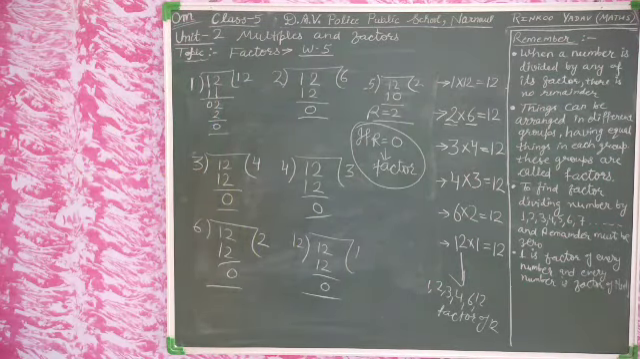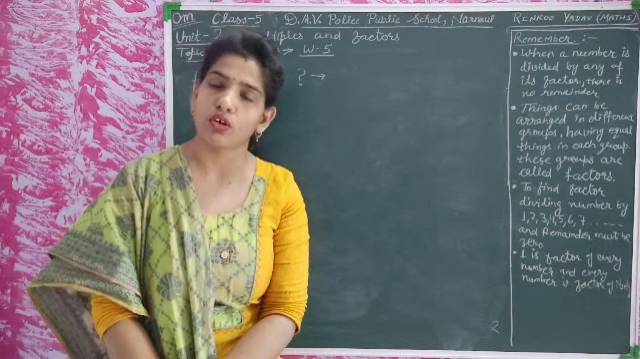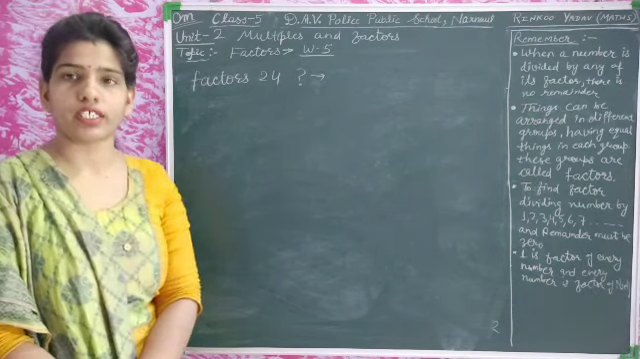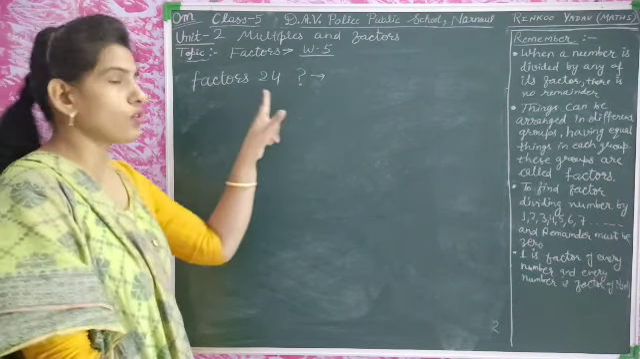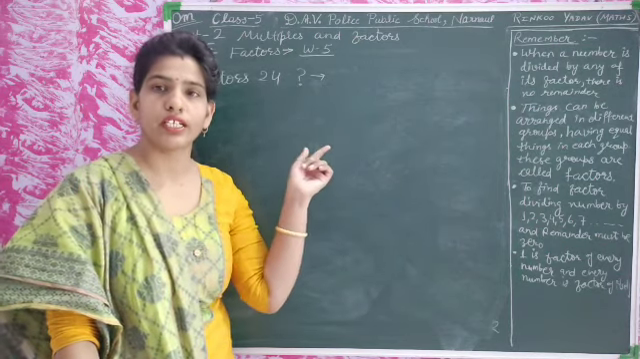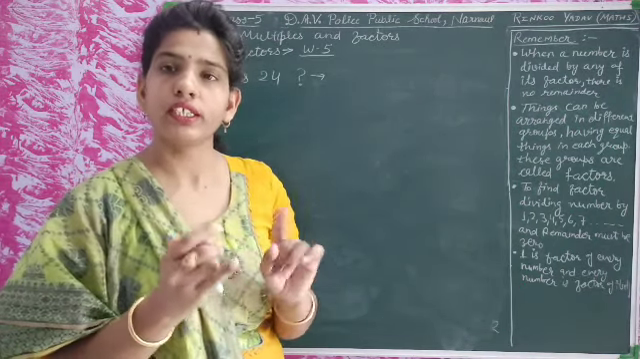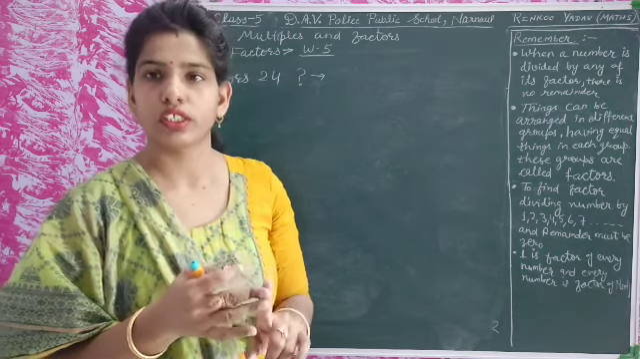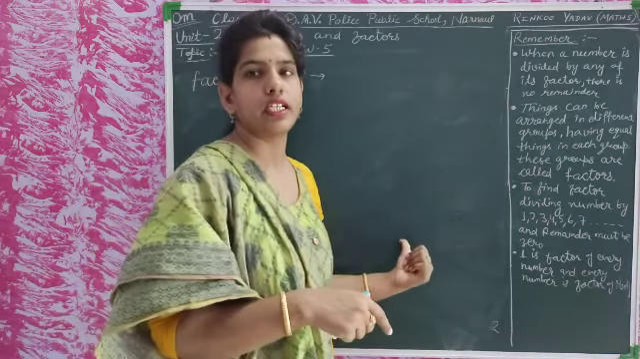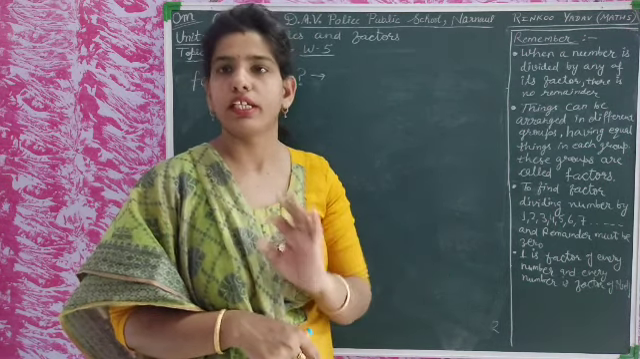Now next. Now students, how to calculate the factors of any number. We will see that. This is the example here. Factors of 24, we have to calculate here. To find the factors of any number, we divide by 1, then 2, 3, 4, 5, dividing the number by these numbers, then we can decide whether it is a factor or not. It is a factor if the remainder is 0, not a factor if the remainder is not 0.